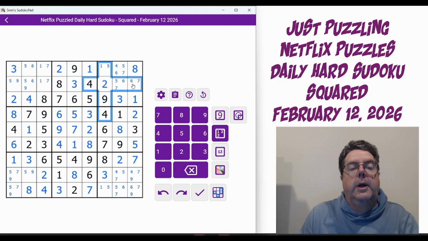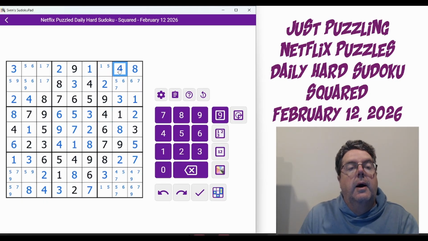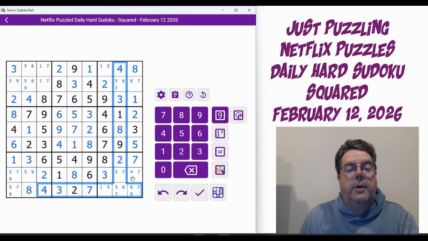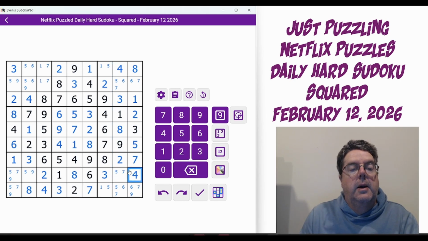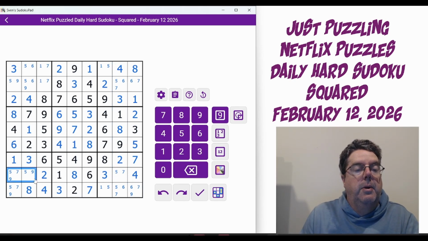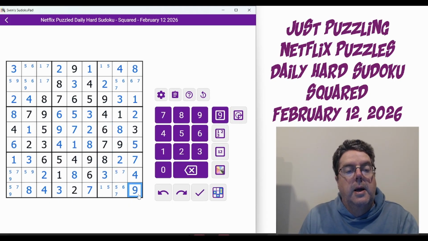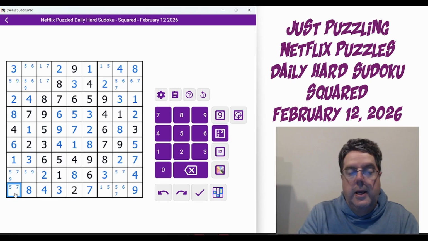4 comes across here, so this is going to be a 4 here. 4 comes down here, so this can't be a 4. We'll do that again. 4 comes down here. 4 comes across here. So this is a 4 here. Alright, so 9 is going to be in this row because it can't be there. So 9 can't be here. 9 can't be here. So this is a 9 here. And we'll get rid of this 9 out of here because that's it.